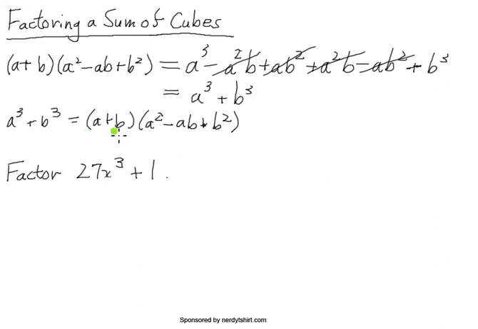So once you've got your binomial nailed down here, this a plus b, the pattern always goes through a squared minus ab plus b squared.